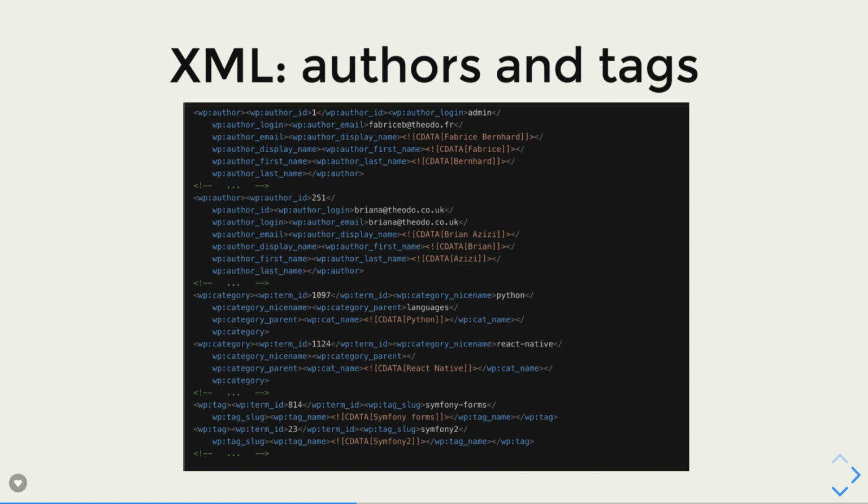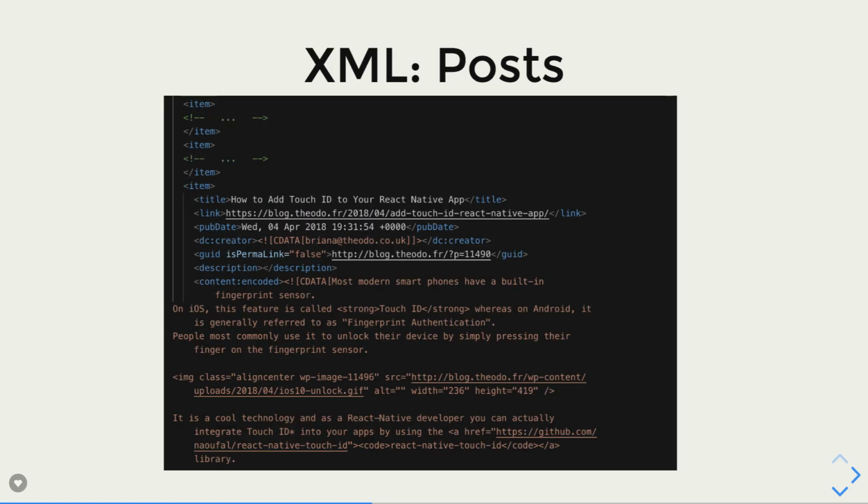Then you have a lot of data about all the authors you have in your blog, all the users. You've got all your categories and all the tags. And then after that, you have the data you actually care about, which is your articles. You have a whole lot of these items. Each one of them is a current blog post on your WordPress blog. You've got some of the metadata, and then here's all the content. So this is the same article I just showed you.